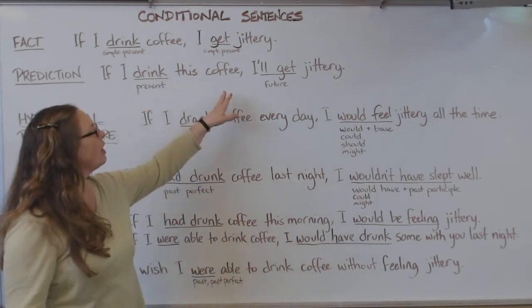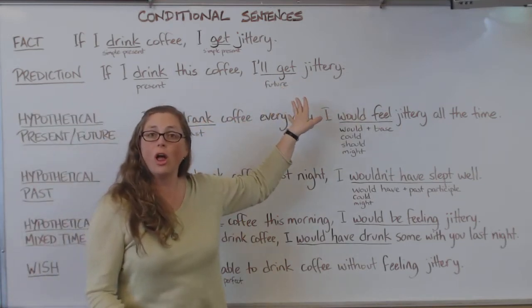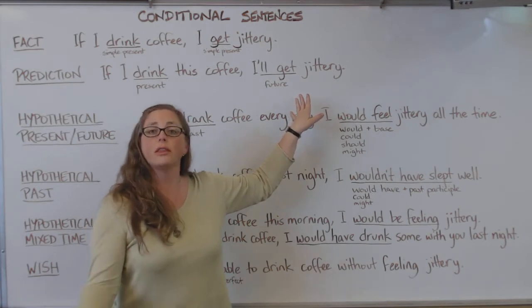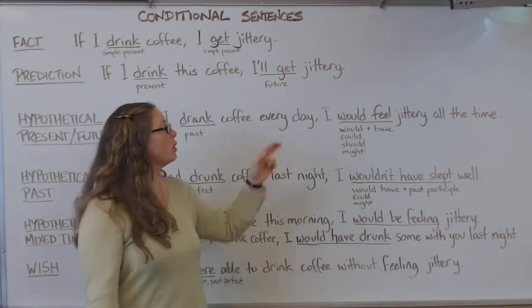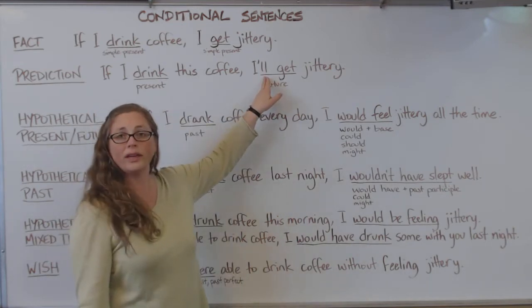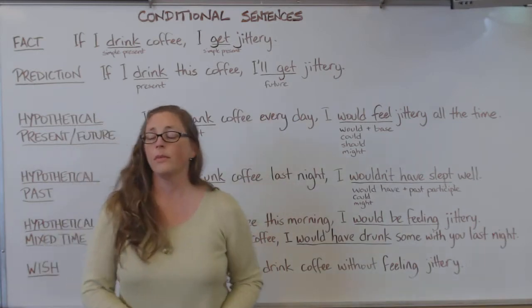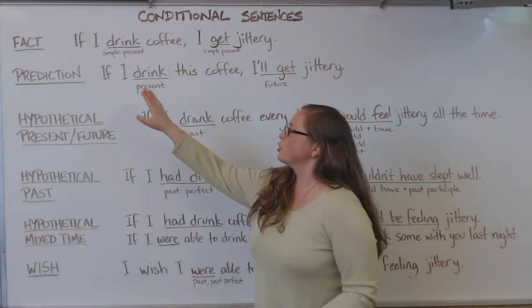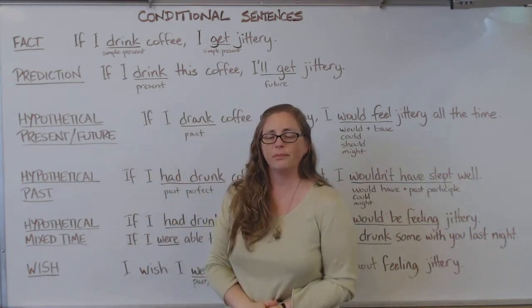So if I drink this coffee, this is the result clause. The result clause uses the future tense if you're talking about the future. So we use will here. I will get jittery, future tense. So these are our 2 kinds of factual conditionals.